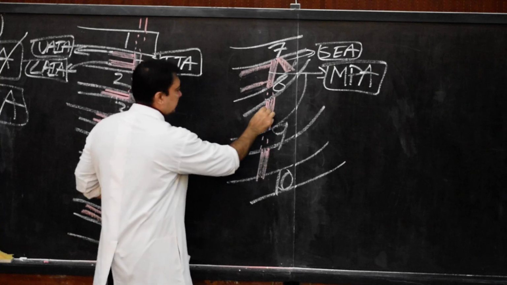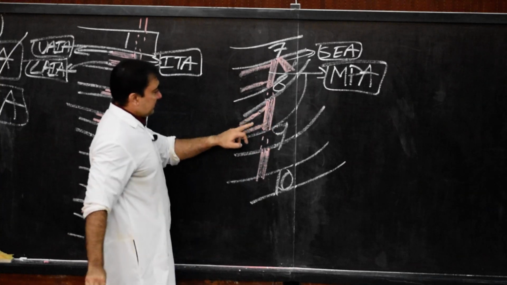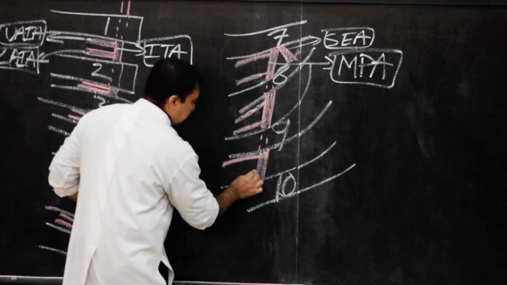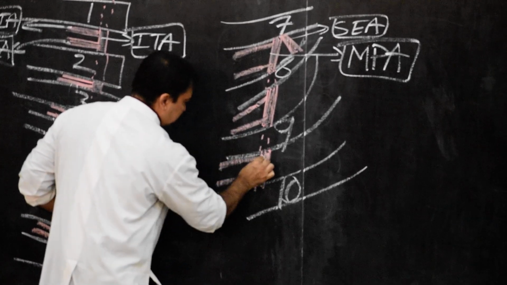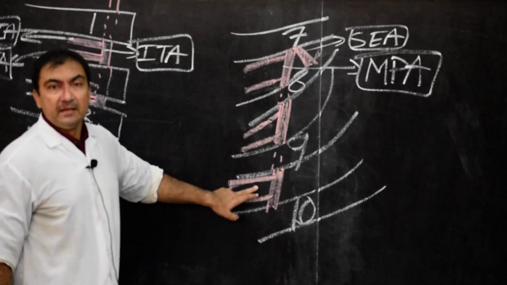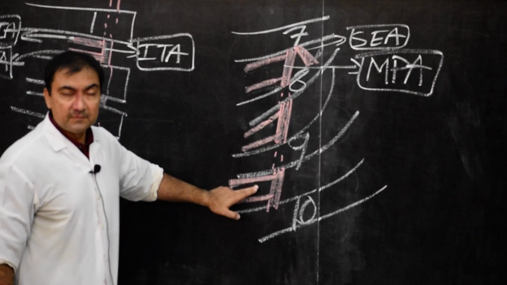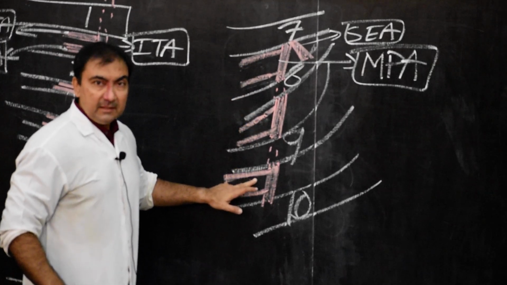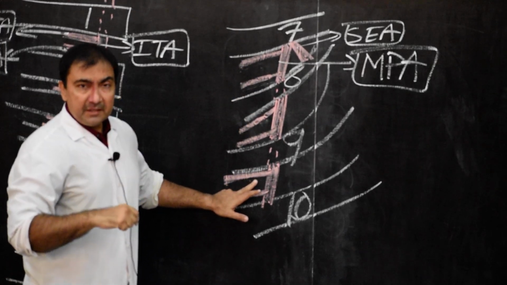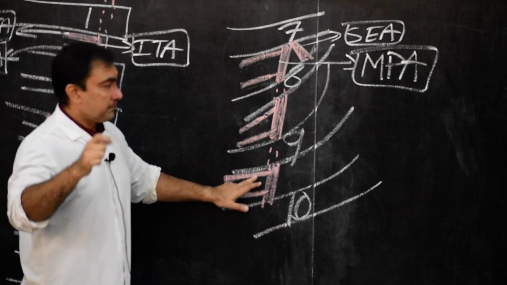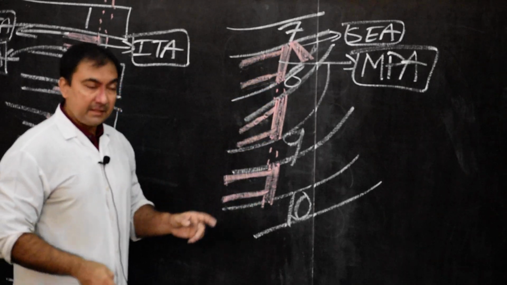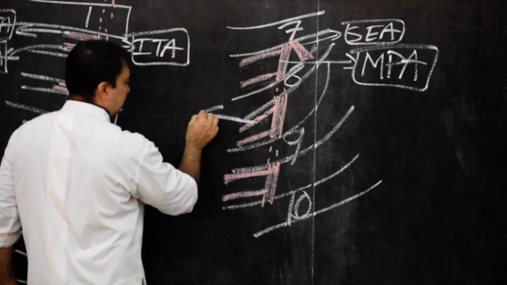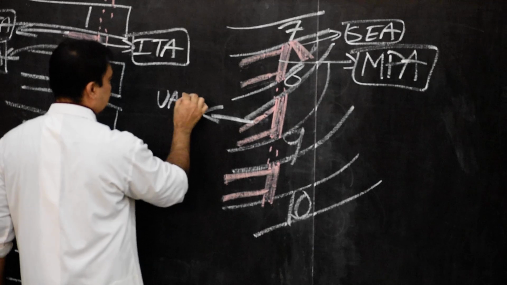7th intercostal space. These are the 2 anterior intercostal arteries of which space? 8th intercostal space. And these are the 2 anterior intercostal arteries of which space? 9th intercostal space. So the lower 3 intercostal spaces, 7th, 8th and 9th, will receive anterior intercostal arteries from the musculophrenic artery.